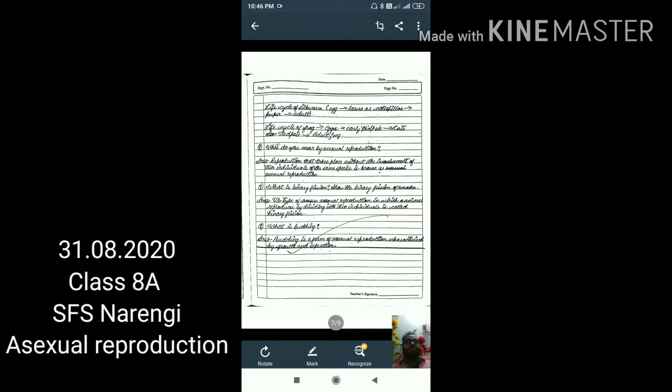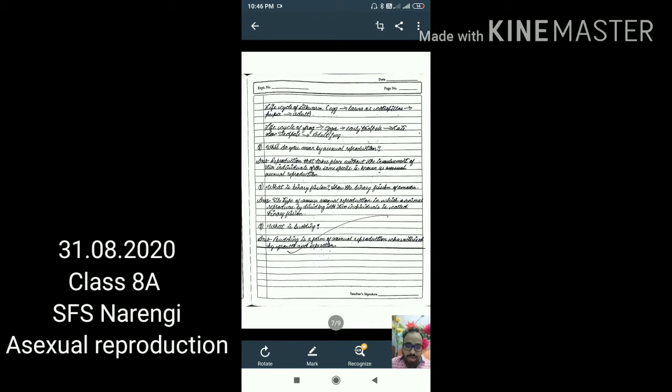What do you mean by asexual reproduction? In sexual reproduction we individuals are involved, because the fusion of male and female gametes takes place inside the female body. But in asexual reproduction that does not take place inside the female body. Reproduction that takes place without the involvement of two individuals of the same species is known as asexual reproduction.